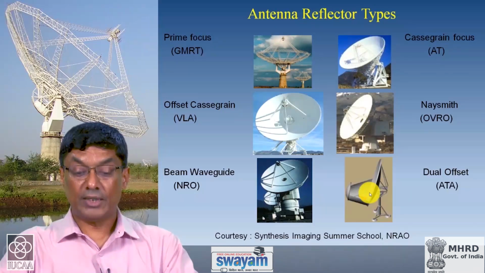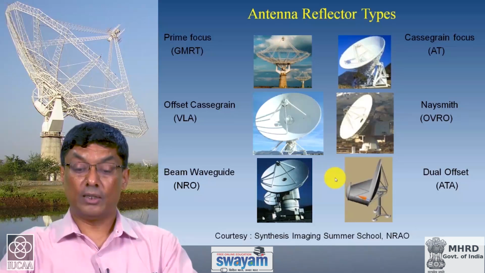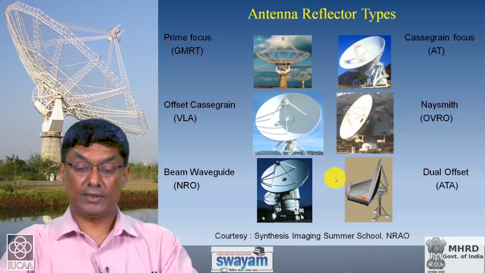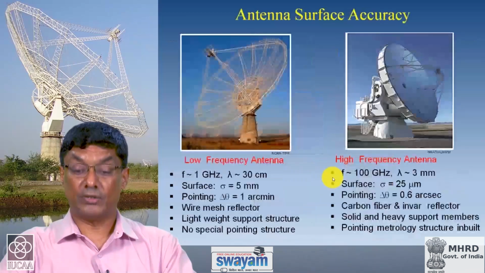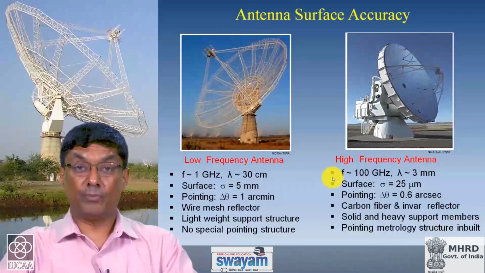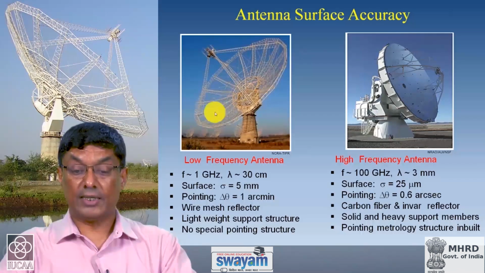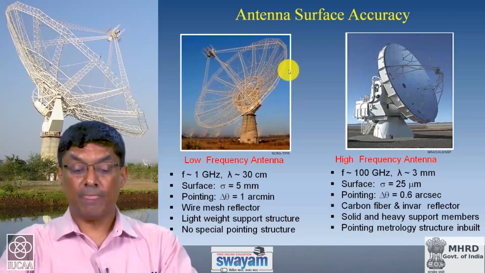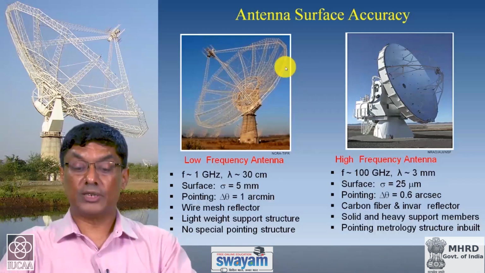And all of these are built and used, and as I said, they have their pros and cons depending on what is the prime goal and how expensive you can afford to make your telescope. And the question of complexity and expense also comes in when we talk about the surface of the reflector and how accurate it needs to be.